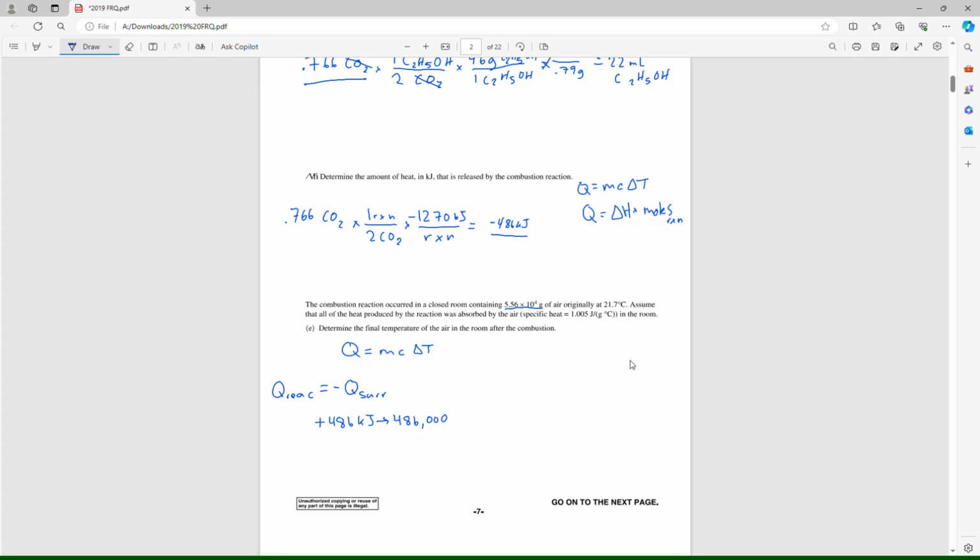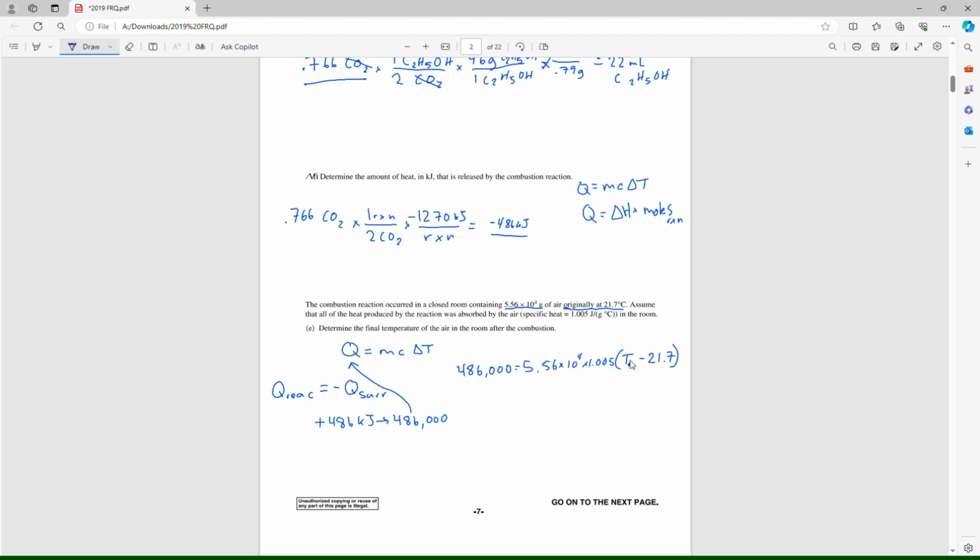Now we have all of the information we need to plug into our equation. So we'll use 486,000 as our Q. Our M was this 5.56 times 10 to the 4th. Our C was 1.005. And now delta T means final temperature minus initial. We're given the initial temperature, originally at 21.7 degrees. So we would do TF for final minus 21.7.